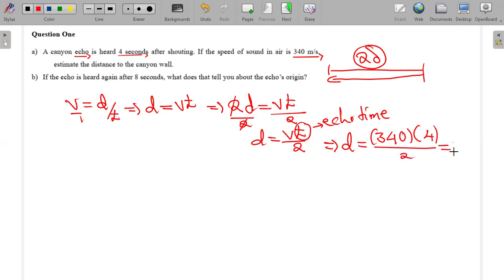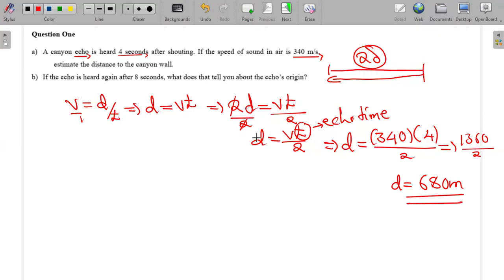This is going to give me what? So 340 multiplied by 4 is giving me 1,360, and this divided by 2. So that means the distance from the person to the canyon wall is equal to 680 meters. As simple as that.